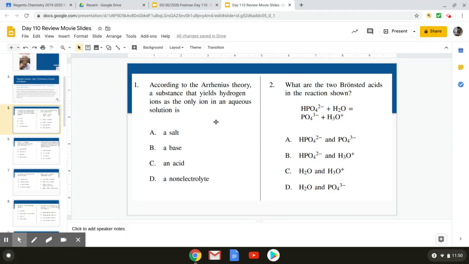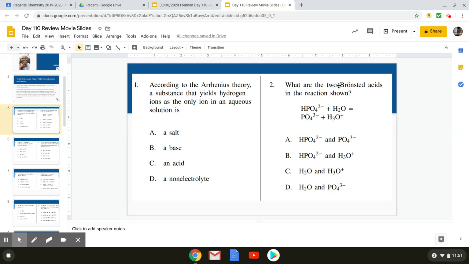So in the first question, according to the Arrhenius theory, a substance that yields hydrogen ions as the only ion in the aqueous solution is, well, we have to look at what Arrhenius means. Arrhenius means that acids start with a hydrogen and bases end with a hydroxide or OH. This is saying Arrhenius, it yields a hydrogen, gives off a hydrogen. It has to be an acid, choice C.